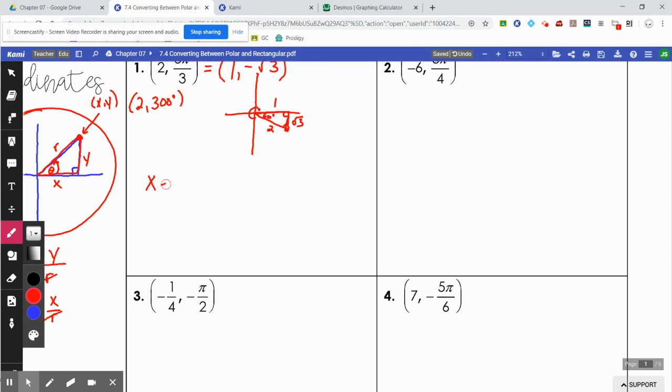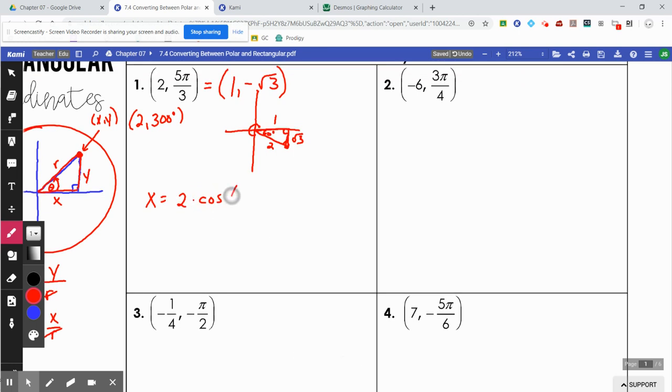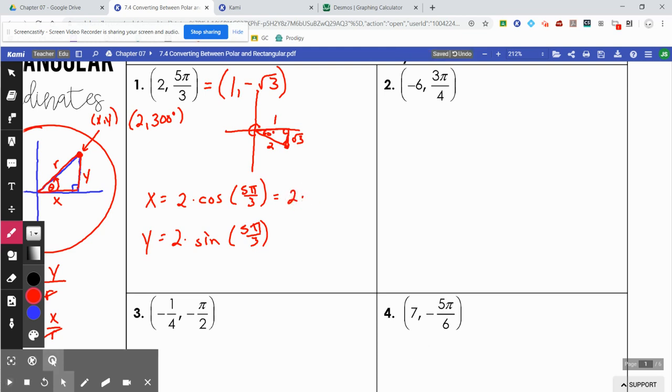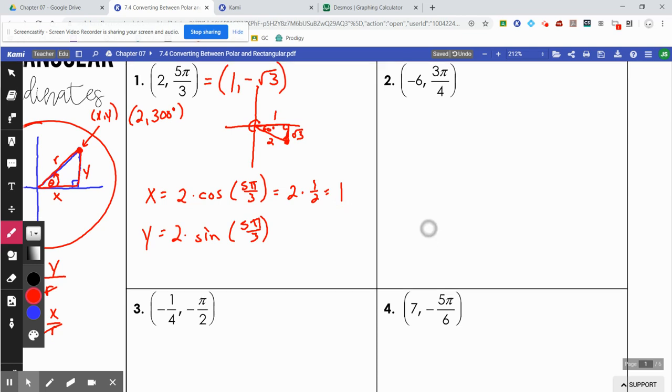Your x value will equal r times the cosine of theta, which is 5 pi over 3. And your y value will equal r times the sine of theta, which is 5 pi over 3. And that is the relationship. So 2 times the cosine of 5 pi over 3 would be 2 times the cosine of 300. And again, here's my angle. I've already drawn it up here. The cosine of 300 is a half. So 2 times a half is 1.